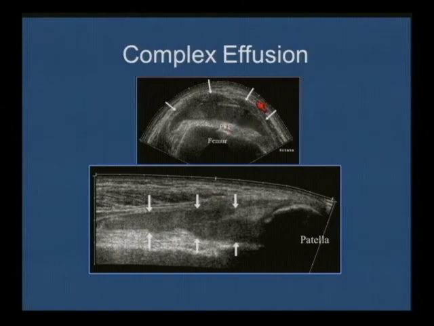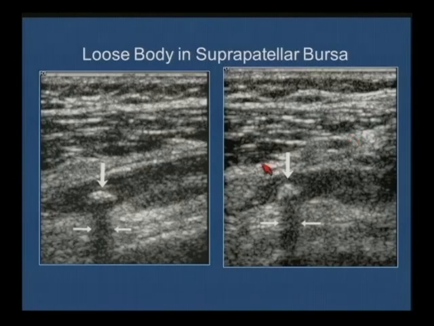On the other hand, that very hypoechoic fluid could also be infected. So you can't look at the fluid and decide that because it's hypoechoic, it's infected or it's not infected. If there's a question, is the knee joint infected, then it requires aspiration and laboratory analysis.